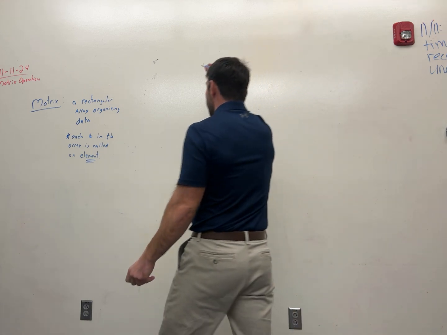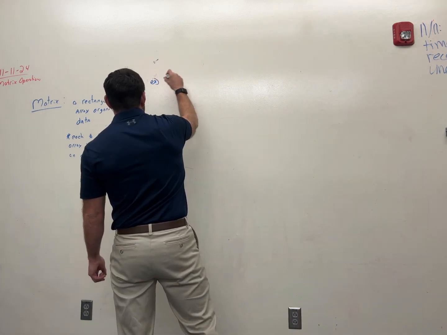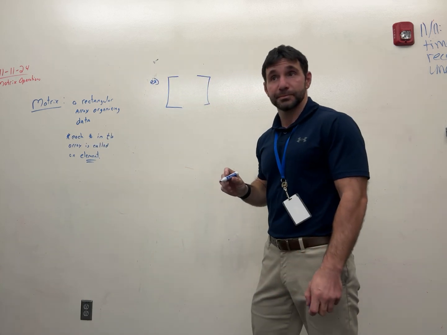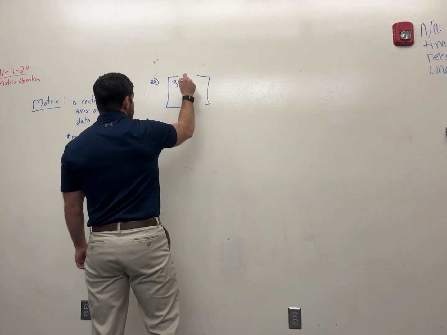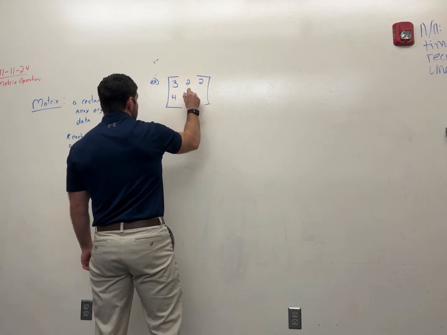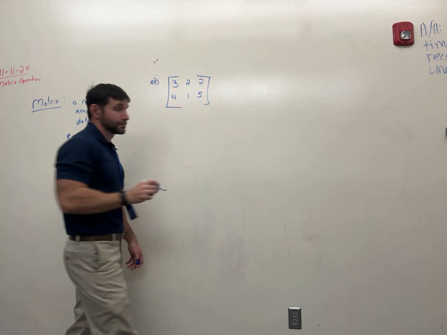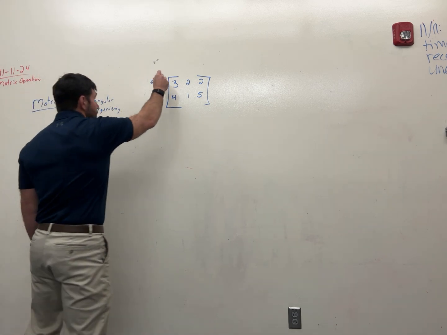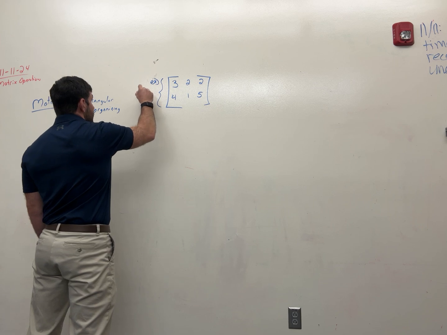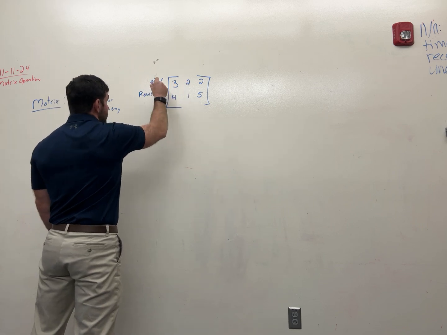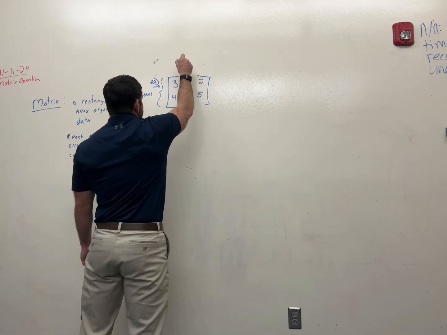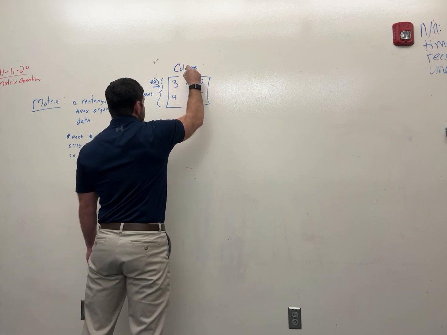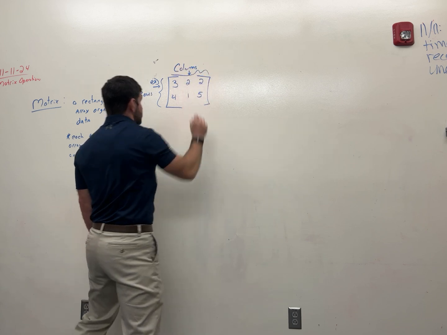An example of a matrix. It's going to have brackets: 3, 2, 2, 4, 1, 5. You have two things. You have rows, which go this way. You have columns, which go this way. Okay?